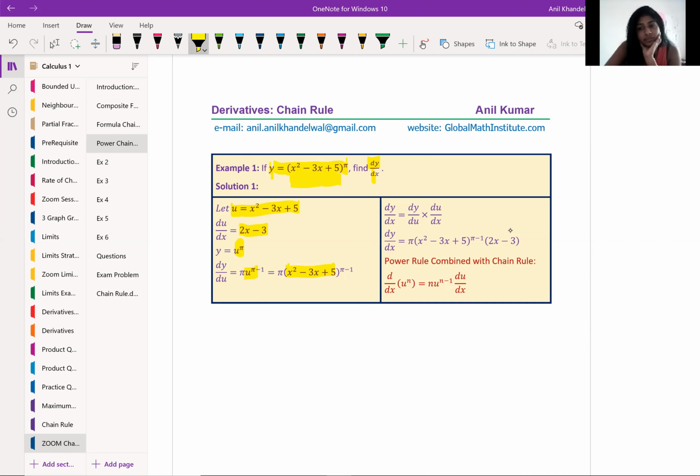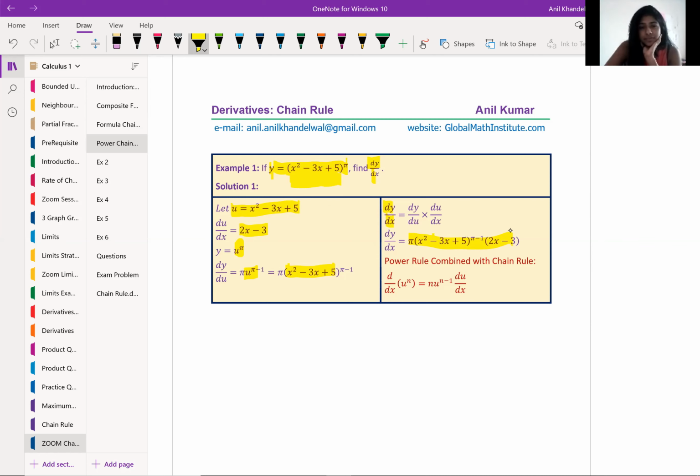So you get dy/du and du/dx, both in terms of x. Is that clear to you? Now you can apply the chain rule. You are interested in finding dy/dx, which is the product of dy/du and du/dx. Multiply them and simplify to get the result. Sometimes we can extend this question and say, find the derivative of this function when x is equal to 1. In that case, substitute 1 here and get your answer.